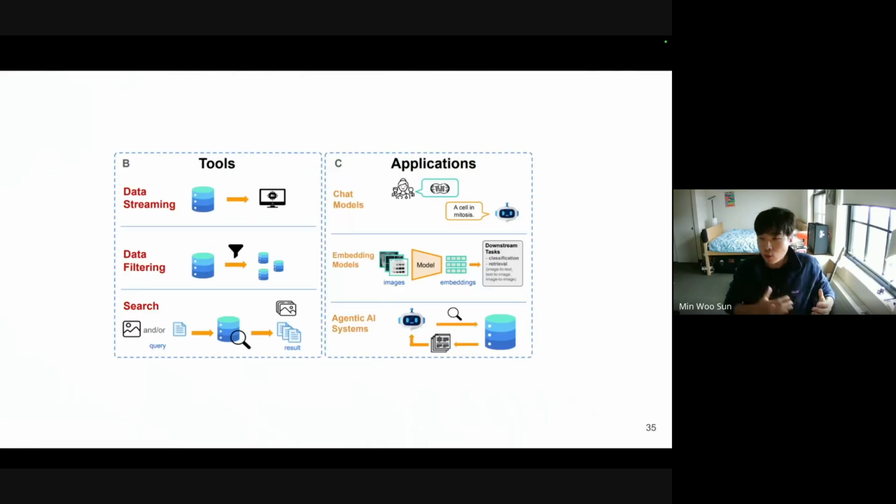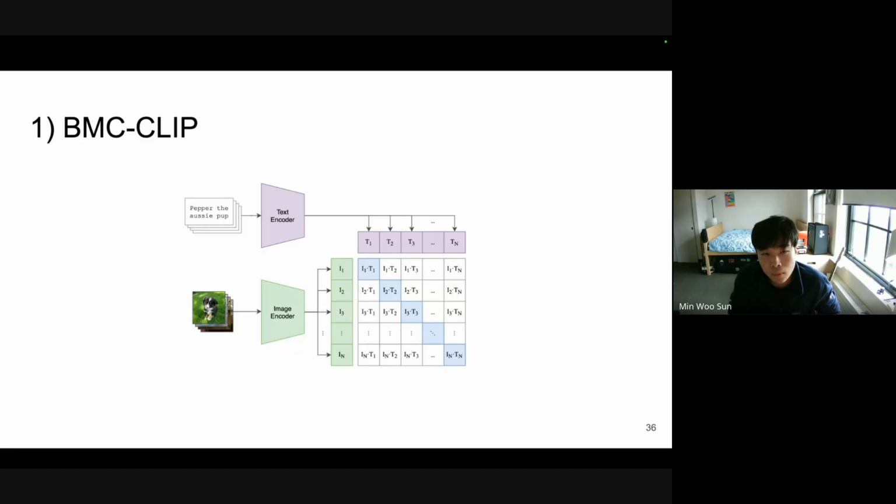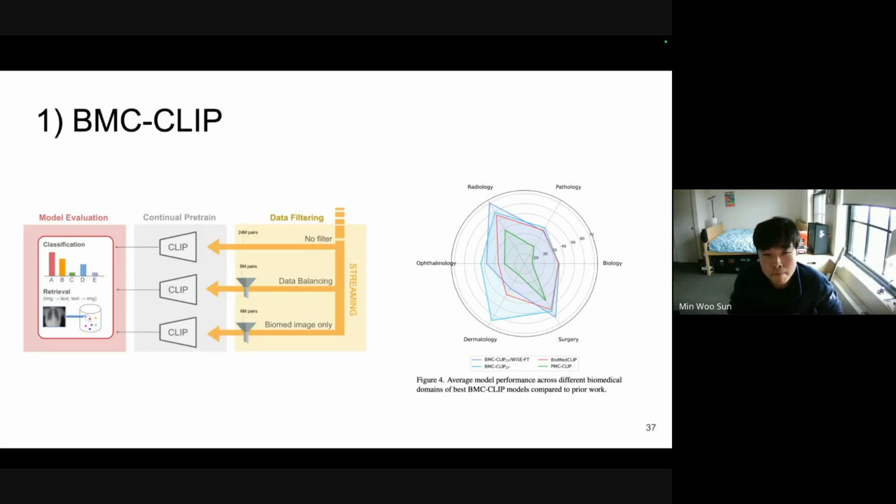Okay, so I spent quite a bit of time talking about how we built the data pipeline, as well as some of the tooling around it, like filtering and streaming. But I also want to talk about some of the applications that were enabled by having built out this data, as well as some of these tools. So the first application was training a CLIP model. We continually pre-trained a CLIP model on our Biomedica data.